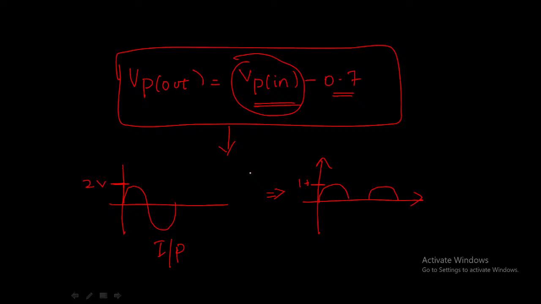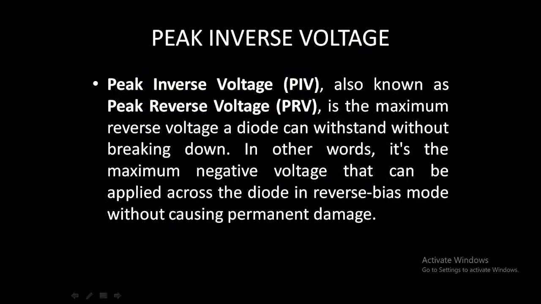Now, peak inverse voltage. What is this peak inverse voltage? Peak inverse voltage, also known as peak reverse voltage, PRV, is the maximum reverse voltage a diode can withstand without breaking down. How much maximum reverse voltage a diode can withstand without breaking down is called the peak inverse voltage, which we have already seen, right?